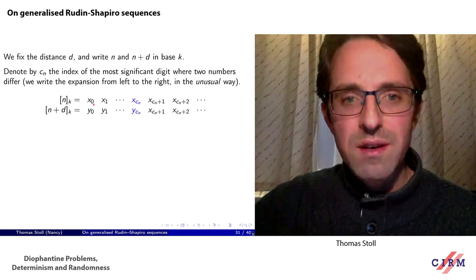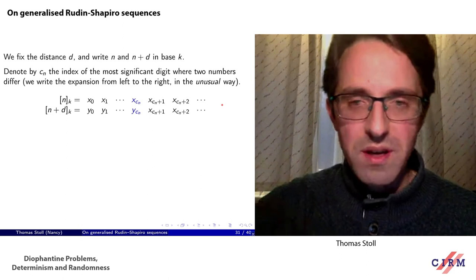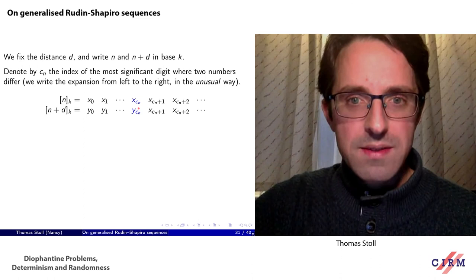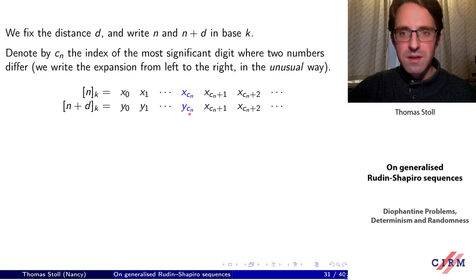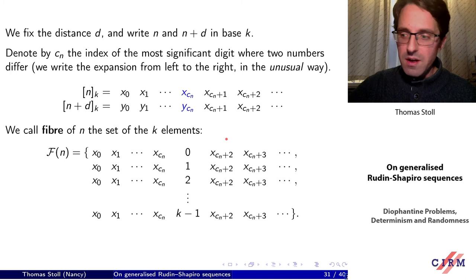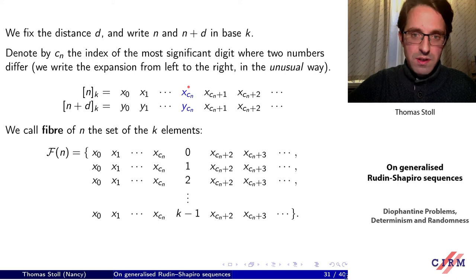in the unusual way. So this is at the lowest significant digits and going up to the highest significant digits. And we stop at c_n, the last digit where these expansions differ. So meaning that starting from here, there is no carry that goes over to the largest digits. And we define some kind of a fiber of n. And this fiber takes care of the digit that is next to this c_n, in the index c_n.